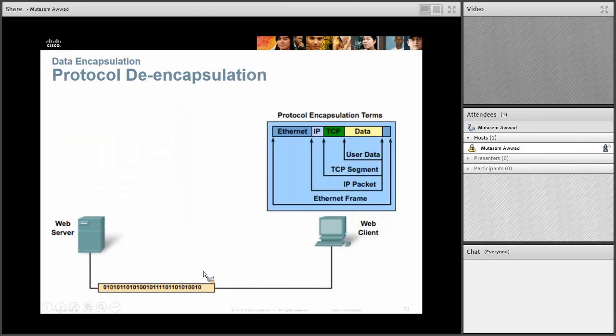De-encapsulation is pretty much grabbing a frame, opening it up, pulling the packet out, then opening up the packet, pulling the segment out, opening up the segment, and pulling the actual data out, going the other way around.